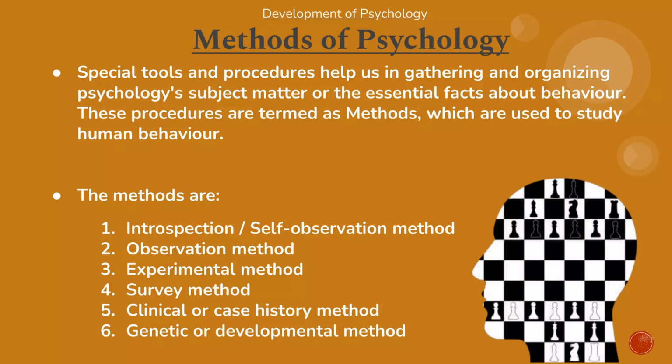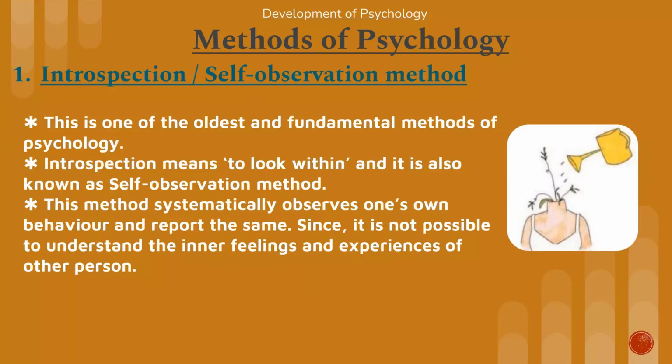Now, what are the methods in psychology? How does psychology study or observe things, and what methods do they use to read the psychological aspect? The method can be introspection or self-observation, observational method of the others, experimental method, survey can be done, clinical or case history method can be used, genetic or developmental method may also be used. So briefly we will go through each of the methods.